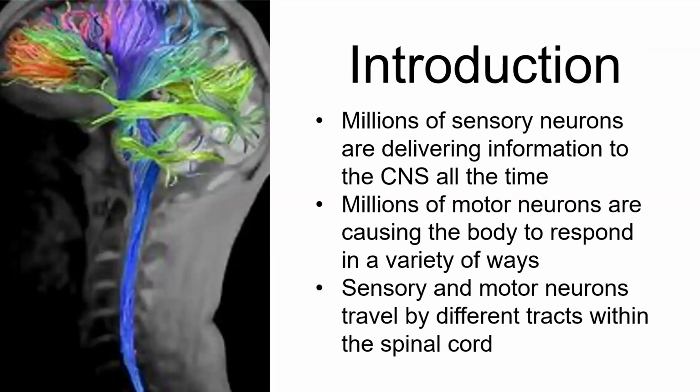Our introduction here. On the left, we see another functional MRI of the pathways going down and up the spinal cord and the way that the information sprays out along the cortex. Millions of sensory neurons are delivering information to the central nervous system all the time. Millions of motor neurons are causing the body to respond in a variety of ways. Our sensory and motor neurons travel by different tracts in the spinal cord here.